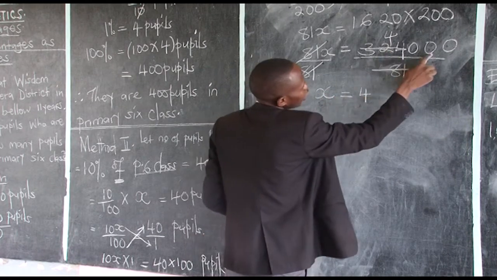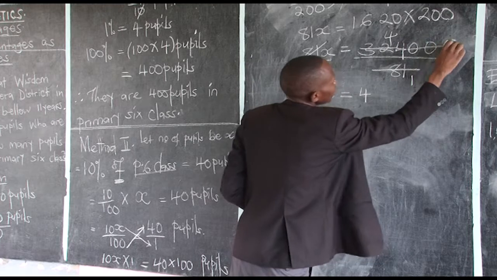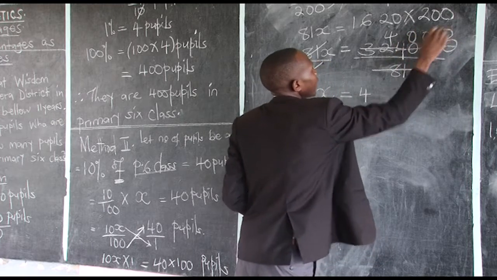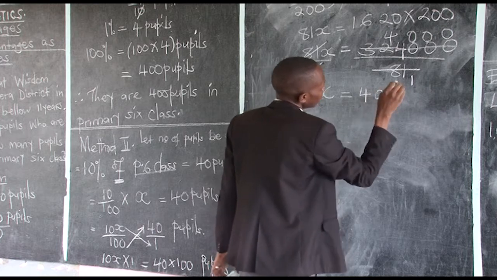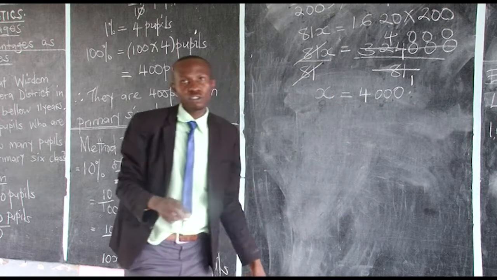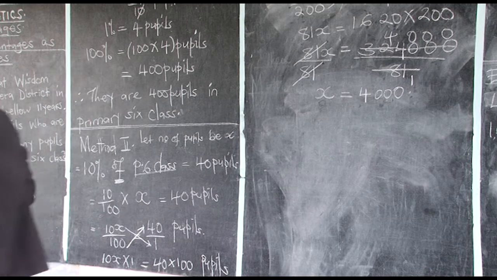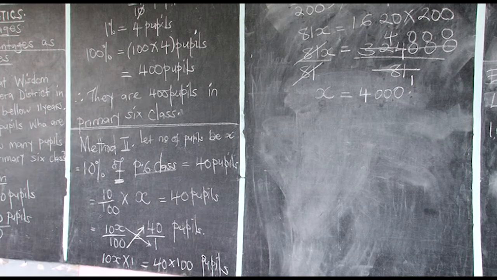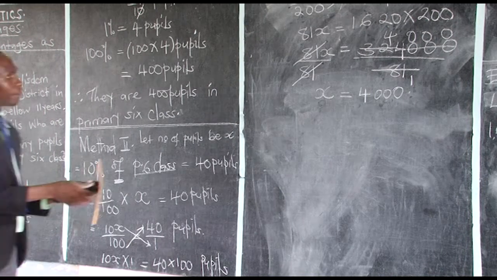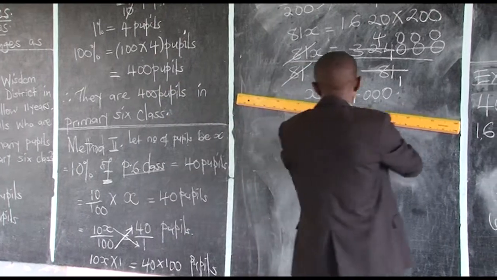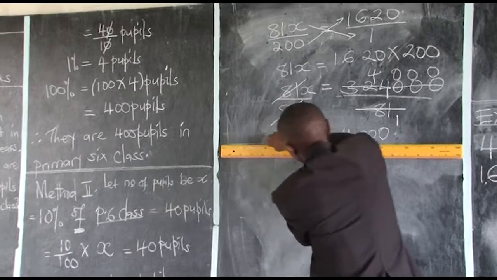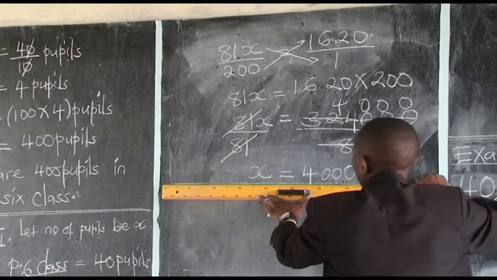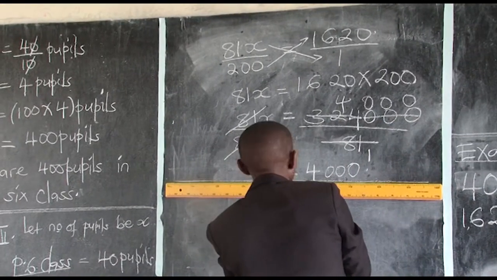How many zeros are remaining? By 81, these zeros will also shift up here. So by 81, we shall have 4,000. I'll put there my full stop. And I get my ruler. After getting my ruler, I will have to underline my work such that my work will look so neat. And once it looks so neat, it gives the examiner chance to mark my work well.